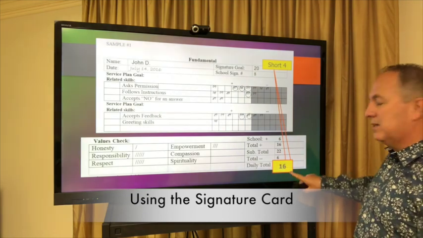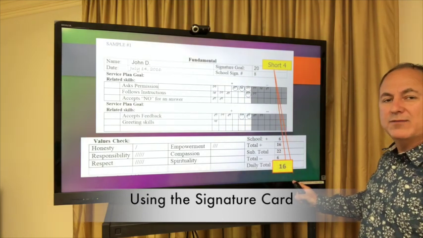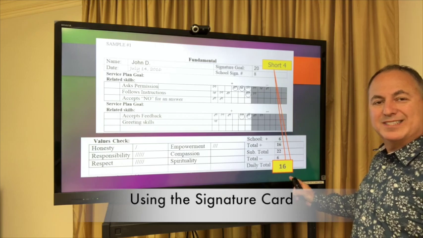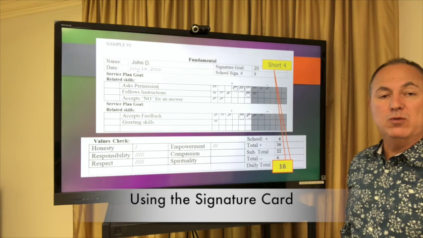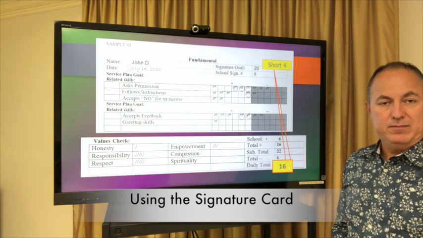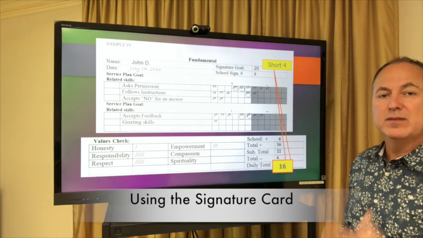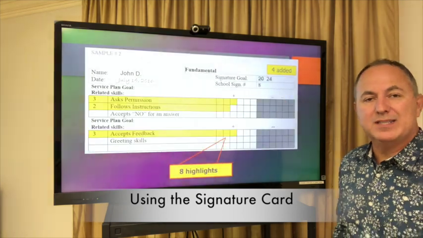So when you look at this, his final end-of-day total at the recognition conference is 16, which means he is short 4 from his daily goal, which was 20. So he did not hit his daily goal. Now let's see what this looks like for the next day.